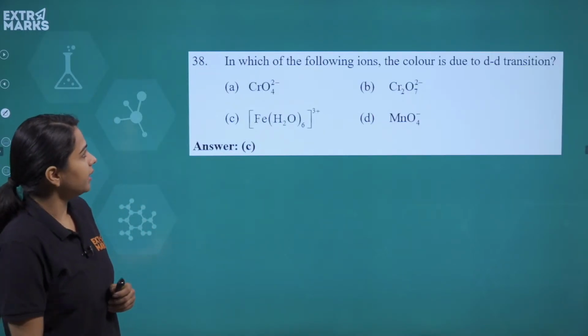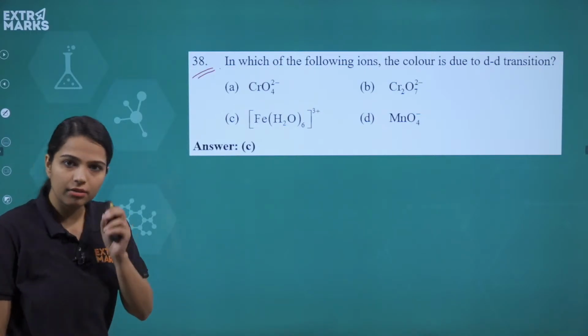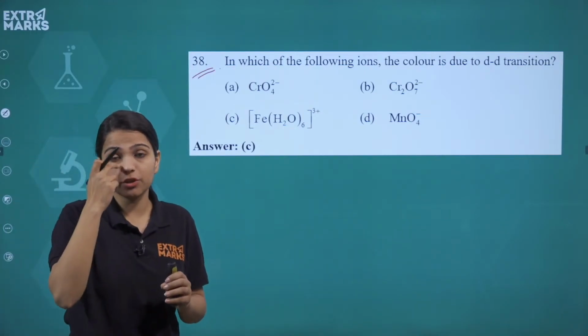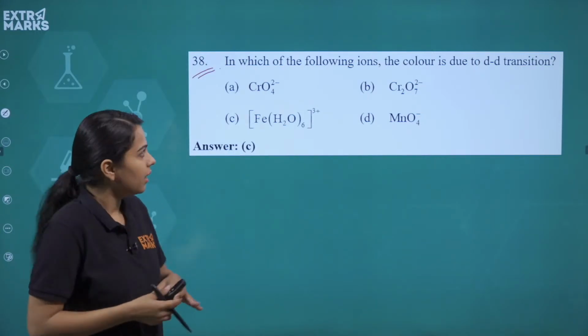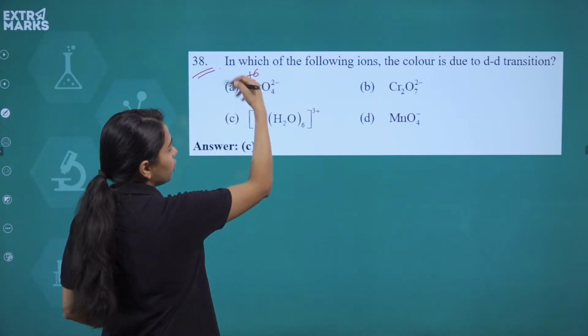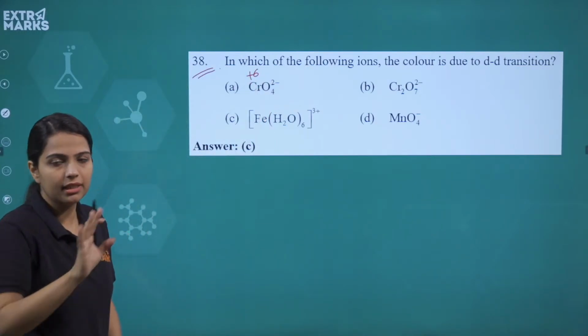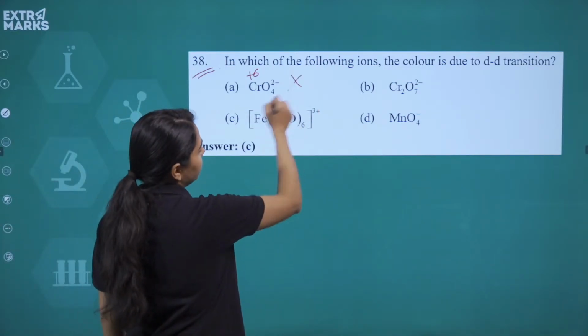Next is 38. In which of the following ions is the color due to d-d transition? If I want to have color because of d-d transitions, that means there should be an electron in the d orbitals as well. Whereas chromium here is in +6 oxidation state. That means all the electrons are lost, in d we do not have any electron. So it cannot have the color because of the d-d transition.